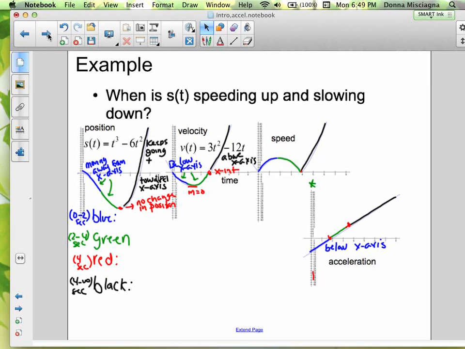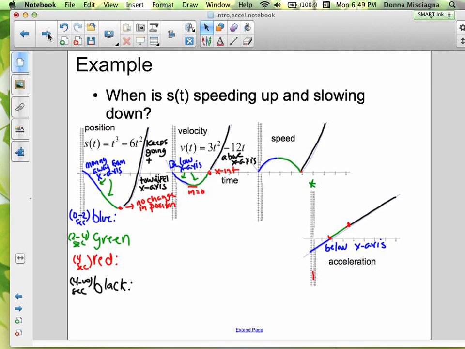All right, so let's take a look here. When is S of t speeding up and slowing down? Here we have position, velocity, speed, and acceleration. We're going to focus on position, velocity, and acceleration. Speed is just kind of along for the ride. Notice it's the same graph as velocity, with the part below the x-axis just reflected above the x-axis.